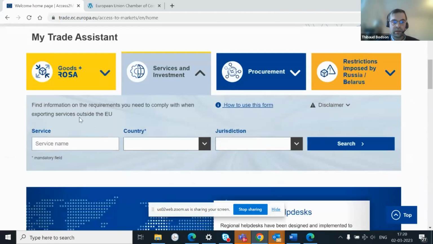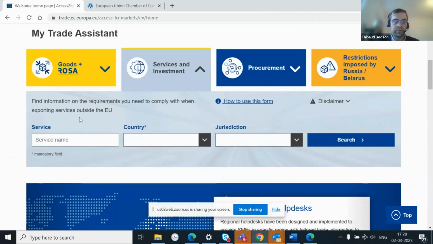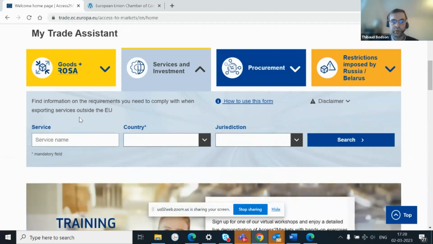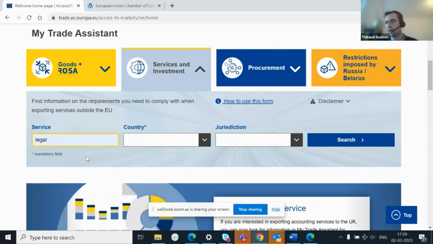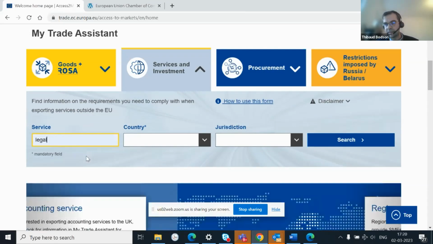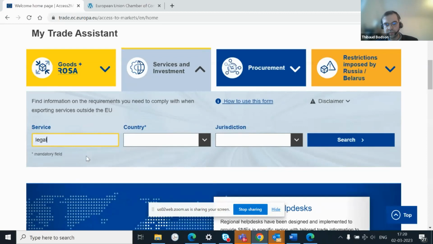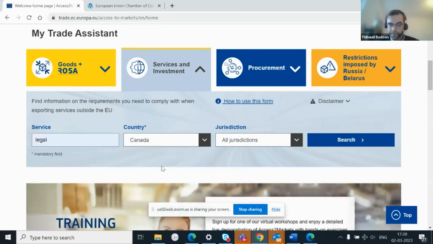The different fields that you have to fulfill are relatively straightforward and logical. So you'll have to select the service that you want to export. Let's say here that you want to export legal service. So you're a law firm based, say, in Paris or in Brussels, and you want to do that to Canada.